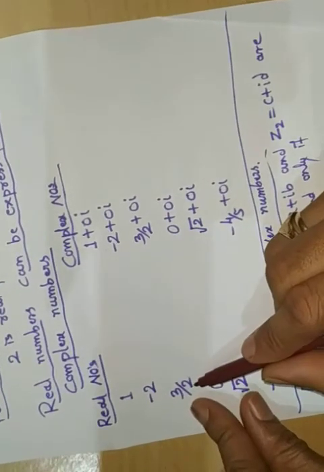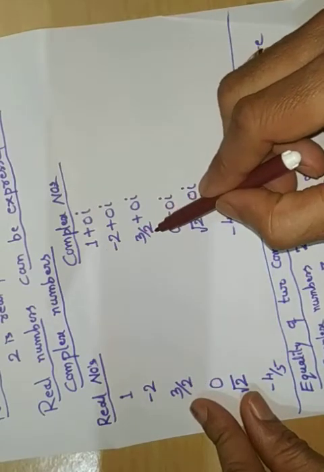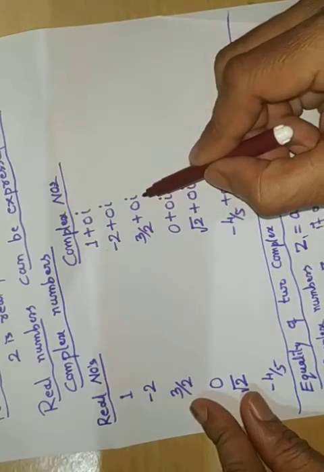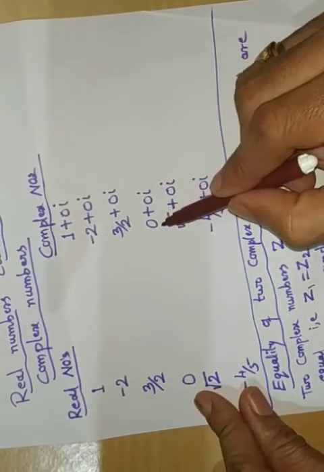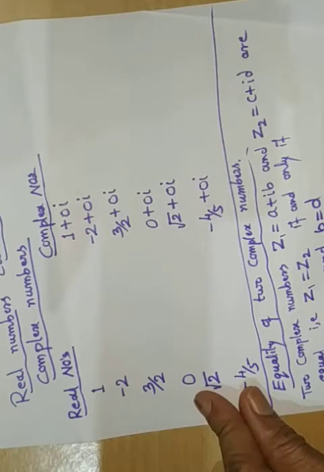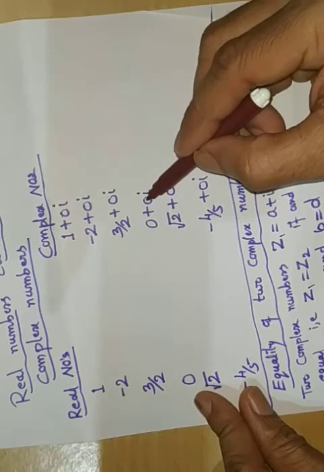And 3 by 2 is a real number. So we can express this as a complex number: 3 by 2 plus 0i. 0 also can be expressed as a complex number. How? 0 plus 0i. It means the real part is 0 and the imaginary part is also 0.